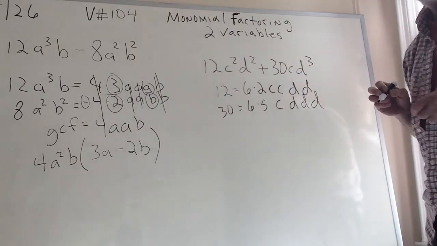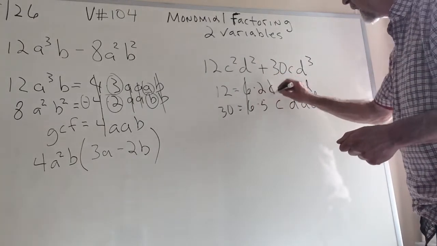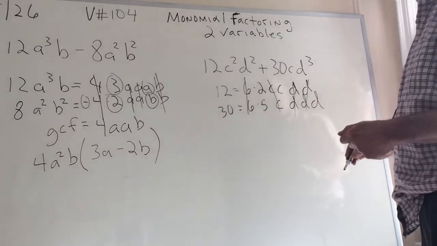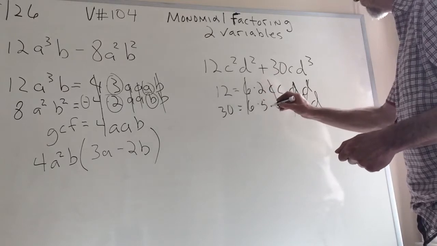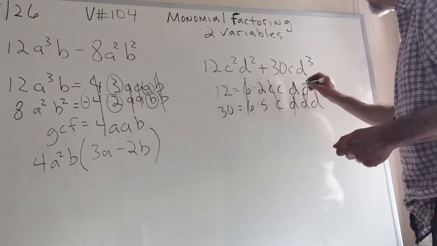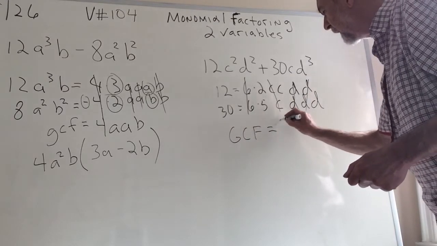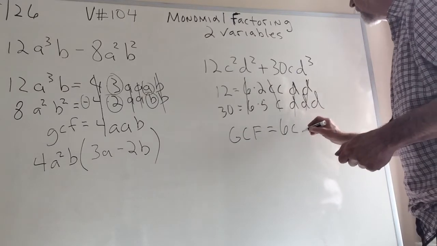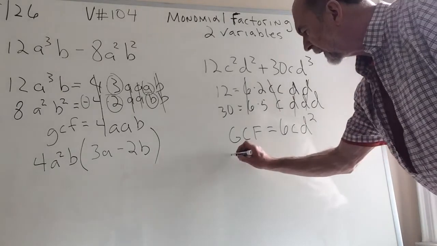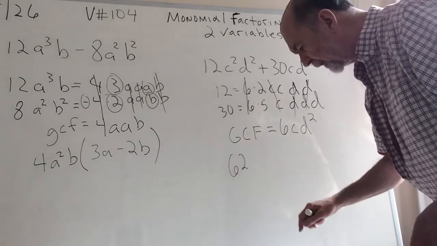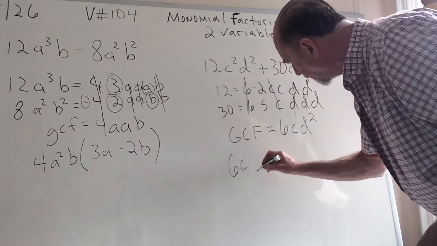Okay, so that's this meticulous way that I worked it out. And now I match what they share, and we see it's an almost identical problem. On the top and on the bottom, they're both going to come up with 6CD squared. So the GCF is 6 times C times D times itself, which is D squared. So I put that on the outside of a parentheses. Sorry about that. Fix that up real quick.